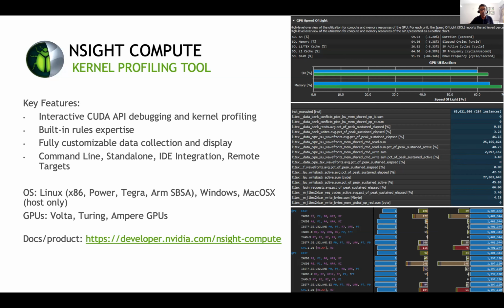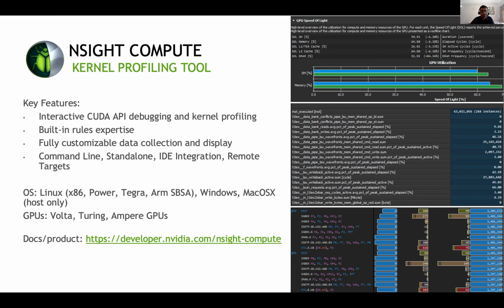Again, it's available as a command line tool, as a standalone UI tool, or integrated into IDEs. You could also do remote profiling from, say, a Windows host to a different target cluster machine, which is a typical use case. It's supported across Linux and Windows, and macOS is of course just to analyze the generated report, not to actually profile, across the different CPU architectures. It is supported on all GPU architectures, Volta onwards. For more details, you could look at this website.